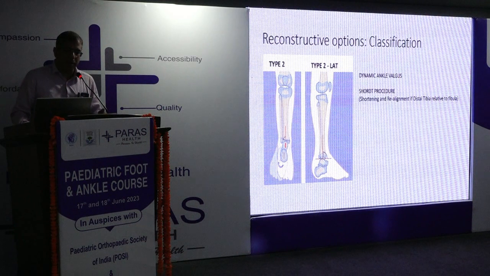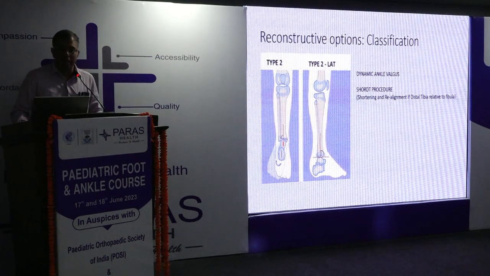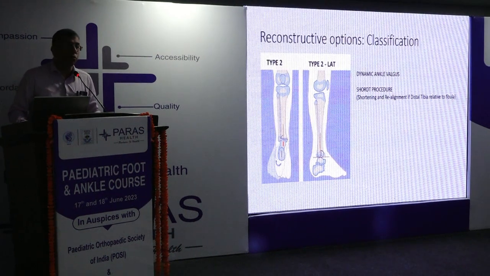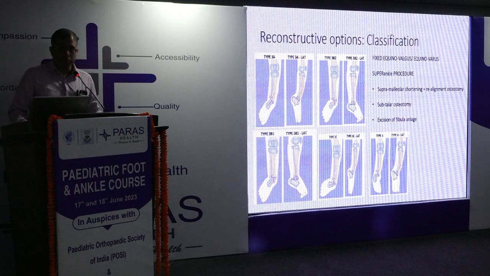but on weight bearing, the child develops an ankle valgus, and here Paley has described what is known as the SHORTER procedure, which is the acronym for shortening and realignment of distal tibia relative to fibula. I would recommend you to go to the article and read this technique if you ever plan to do this.